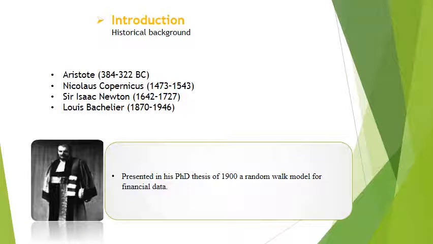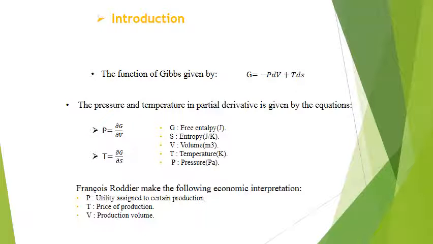In 1900, the mathematician and theoretical physicist Louis Bachelier developed a theory of stock prices based on ideas of Brownian motion and random walks. The concept of thermoeconomics was introduced by the physicist François Rodier in 2015 in his paper The Thermodynamics of Economic Transitions. It describes economic exchanges by assigning to each production two potentials similar to Gibbs-Duhem's potentials, which are pressure and temperature.